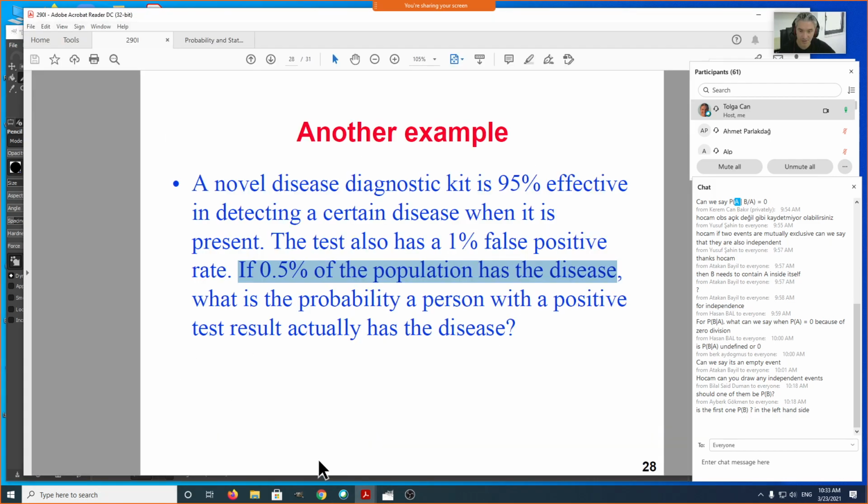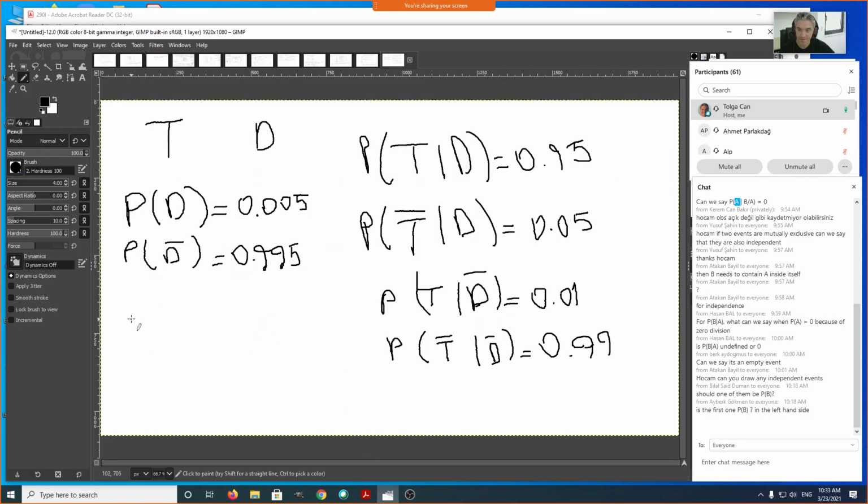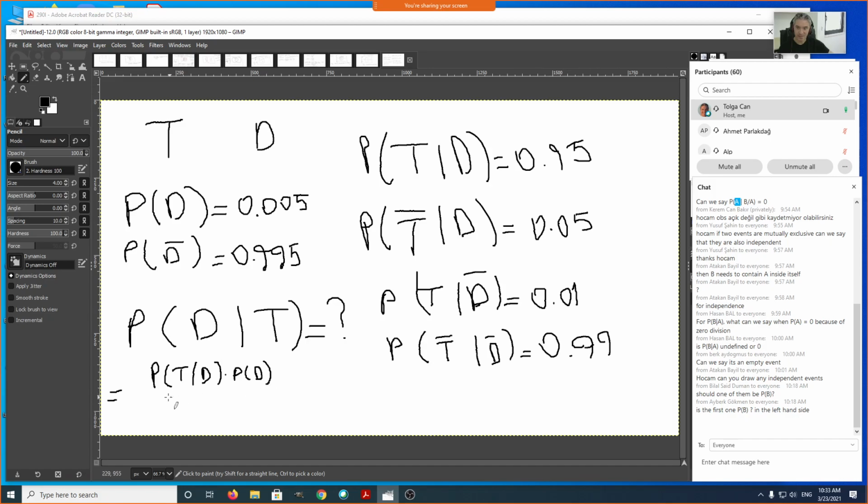Now, what is the question that we're asked here? What is the probability that a person with a positive test result actually has the disease? If your test result turns out to be positive, given that event T has occurred, what is the probability that you have the disease? How are we going to compute this? Let me write it here. The probability of D given T, if we apply the Bayes rule, is the probability of T given D times P(D), over the probability of T underneath, the probability of testing positive in the population. But this is not given in the question. We have the unconditional probability P(D), and all these conditional probabilities, but P(T) is not given.